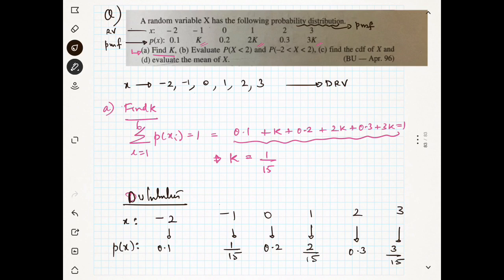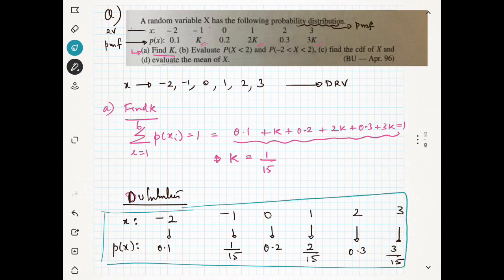So this is our new distribution. This is our actual distribution after finding the k. You can find the k and get the distribution. Now we will use this for the entire problem. Now what is part B? In part B you have to evaluate the probability that x is less than 2 and the probability that x is between -2 and +2.